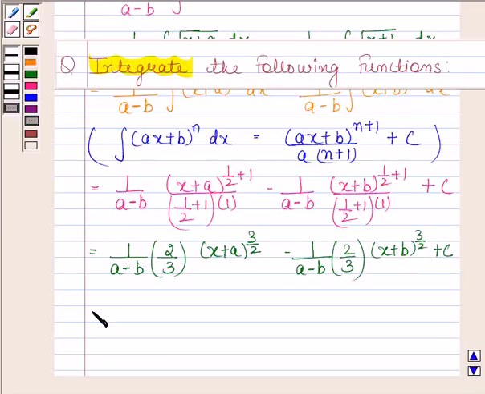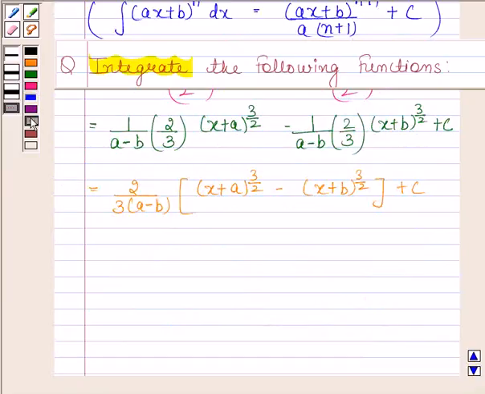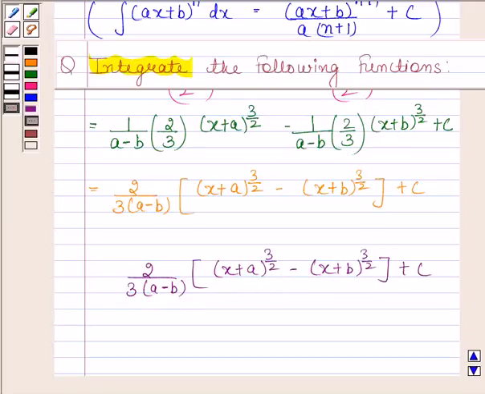And this is equal to 2 by 3 into a minus b into x plus a to the power 3 by 2 minus x plus b to the power 3 by 2 plus c. Hence our required answer is 2 by 3 into a minus b into x plus a to the power 3 by 2 minus x plus b to the power 3 by 2 plus c. This is our required answer.